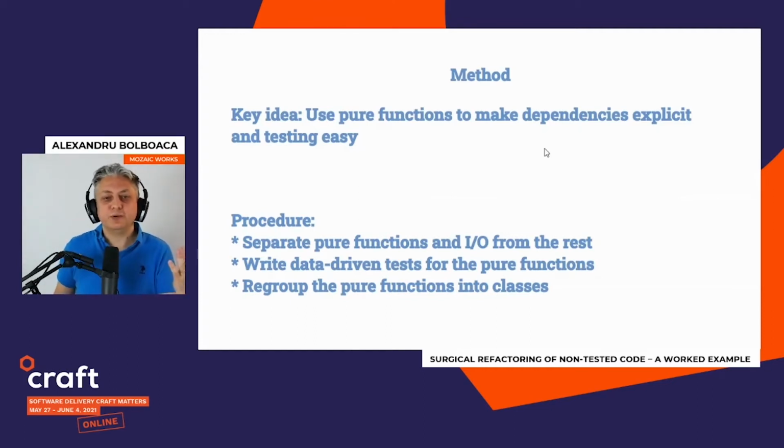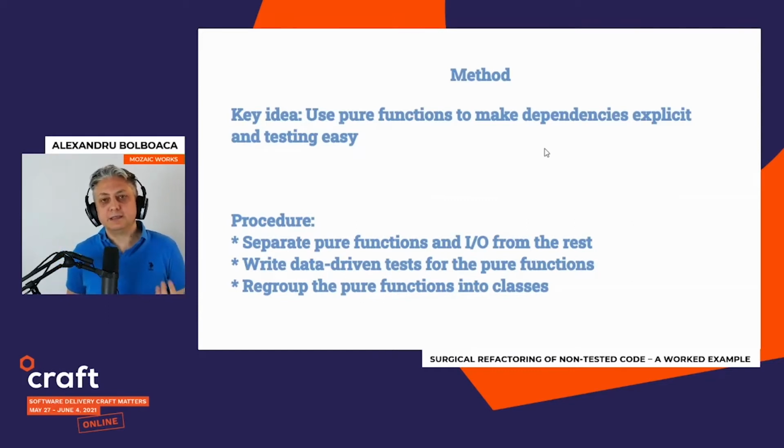First, we separate pure functions and input-output functions. There are two different categories from the rest of the code. We write data-driven tests or property-based tests for the pure functions, and finally, we regroup the pure functions into classes. Now, I have to say this is a surgical approach, so it doesn't mean that you have to take your whole code base and turn it completely into pure functions and then turn all the pure functions into classes, because that will never work. Instead, you pick one area of the code and you apply this approach there.